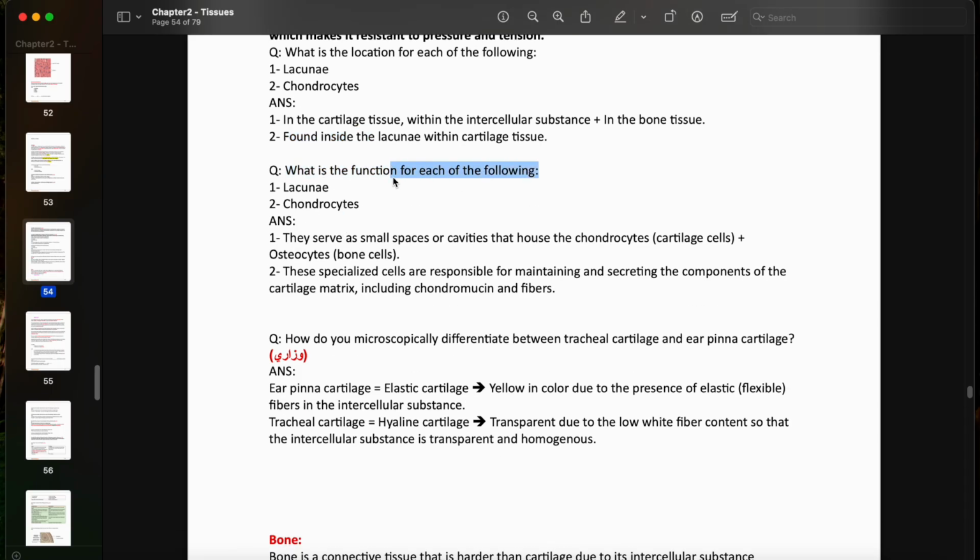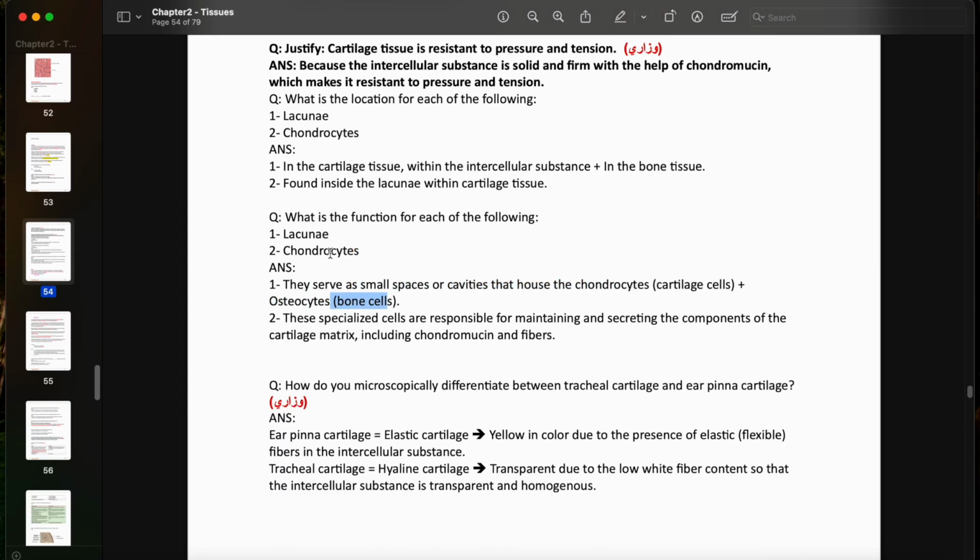Question, what is the function for each of the following? The lacunae. The lacunae serve as small spaces, or small rooms, or small chambers, or cavities that house the chondrocytes, plus the osteocytes, the bone cells.